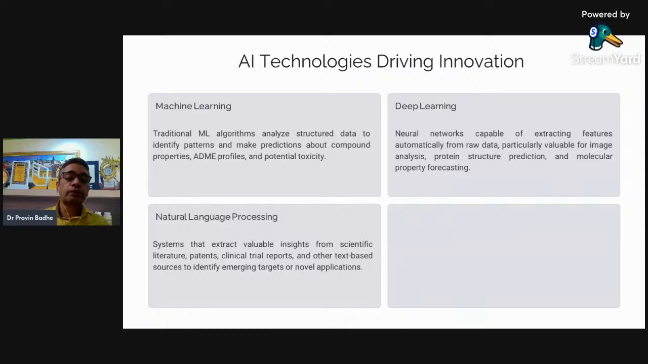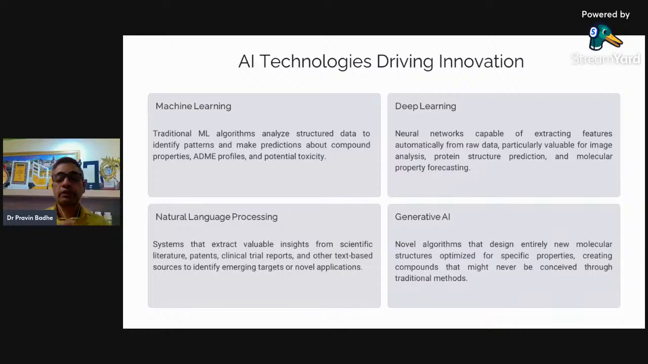And the major shift now from machine learning, deep learning, and natural language processing has happened, and there is an area called generative AI already in the system, and it has been utilized by drug discovery researchers to design new molecules utilizing novel algorithms, which are optimized for specific properties. Then they are also going to create compounds that may never have been explored before with the traditional method.